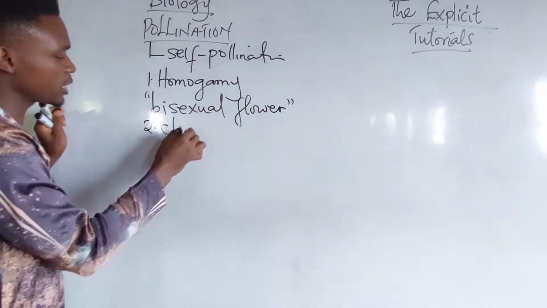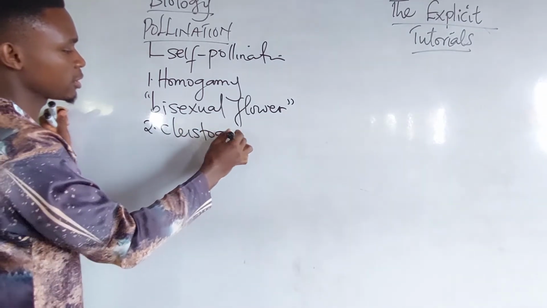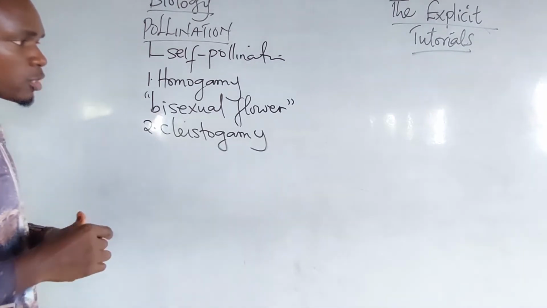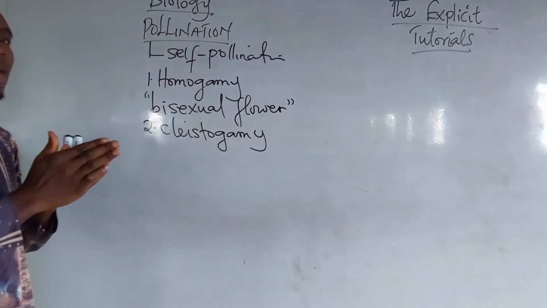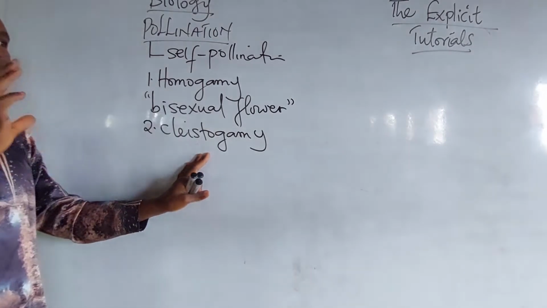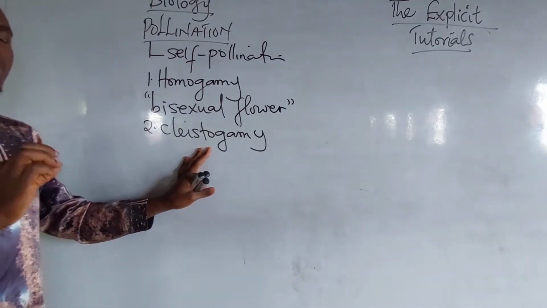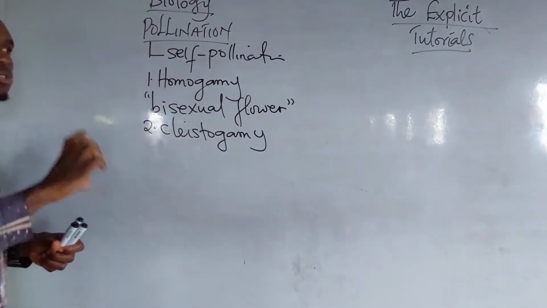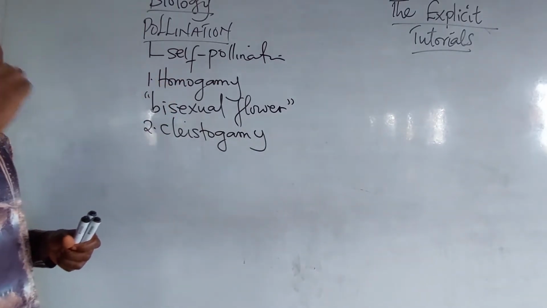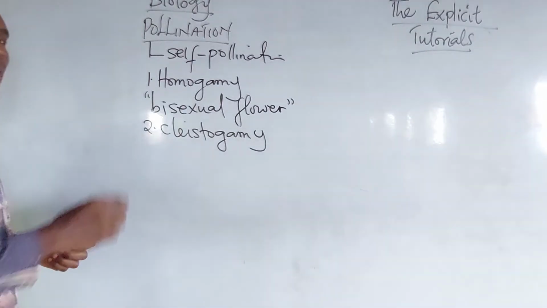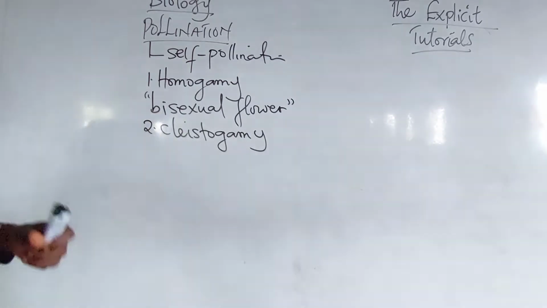Two, we have cleistogamy. Now, cleistogamy of a flower is a process by which the anther of a flower gets deposited on the stigma and both of them ripen together or get to maturity together. So these are the two conditions that enhance pollination. I'll ask you, which of the following conditions enhance pollination? Homogamy and cleistogamy enhance pollination. Please take note of that.